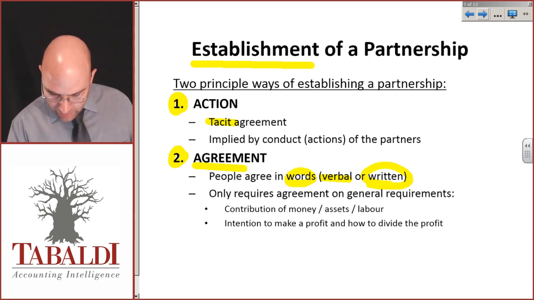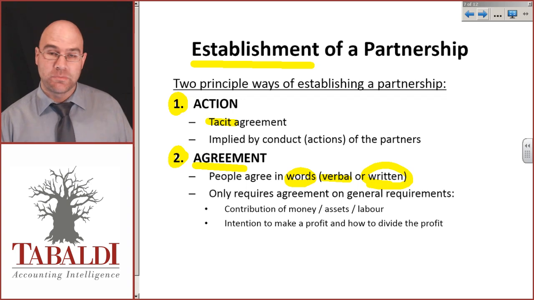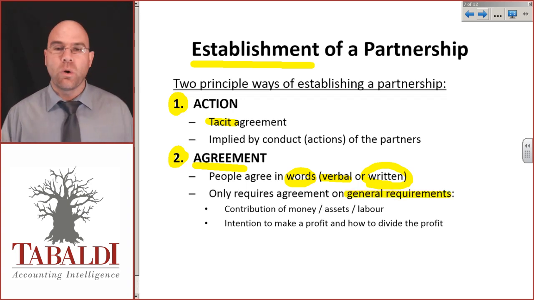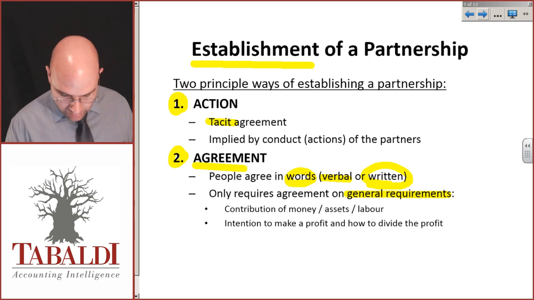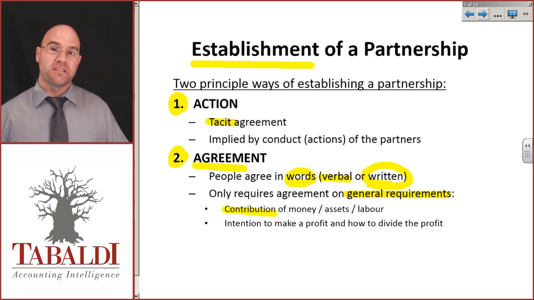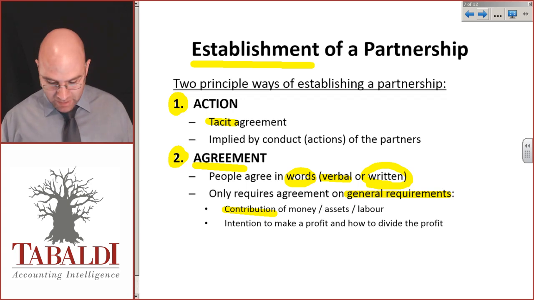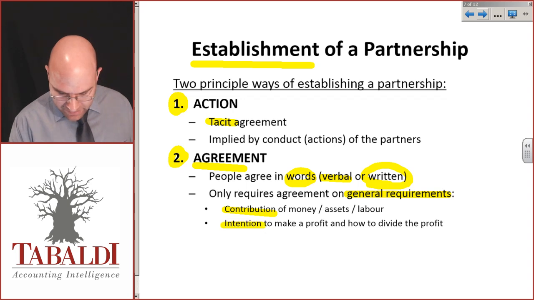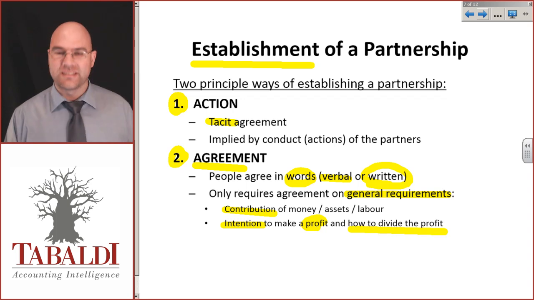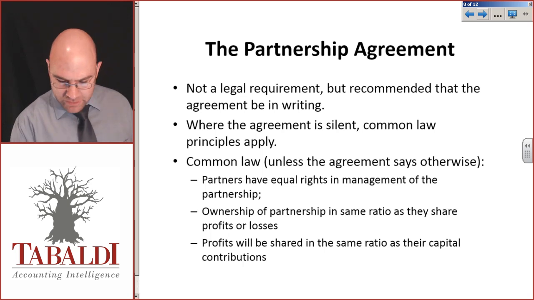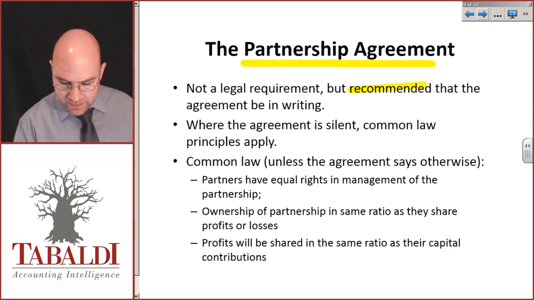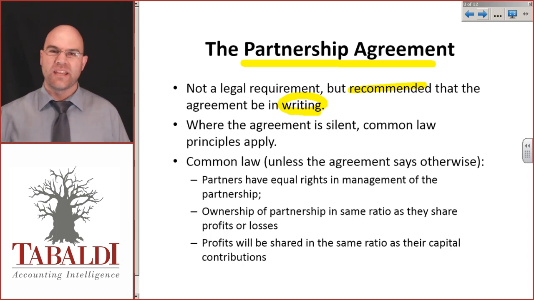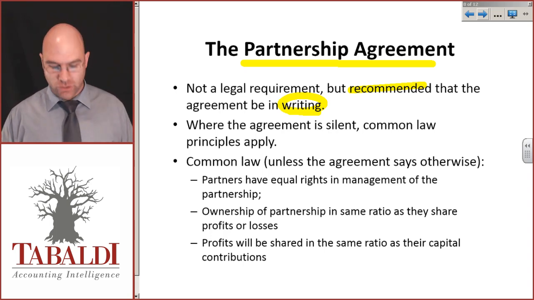So, there's no specific legislation saying what must be in the agreement, but the general requirements are that both partners must contribute to the partnership, either in money, assets, or some type of labor or skill, and the business must have the intention to make a profit, and we must decide how to divide the profit. Right. So the partnership agreement, highly recommended that this is always done in writing, guys. Otherwise, it's a he said, she said when things go wrong.